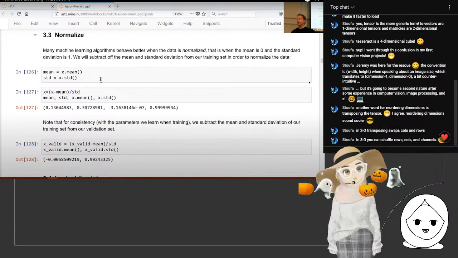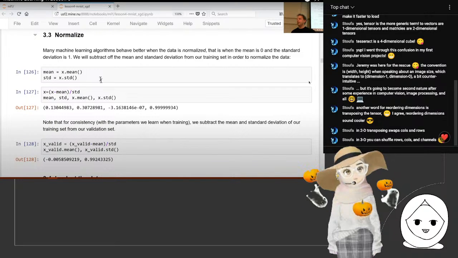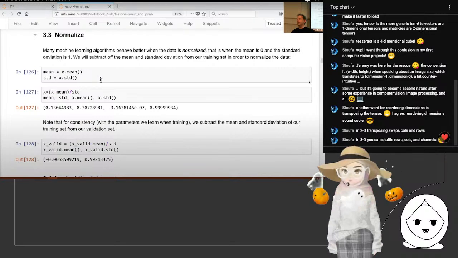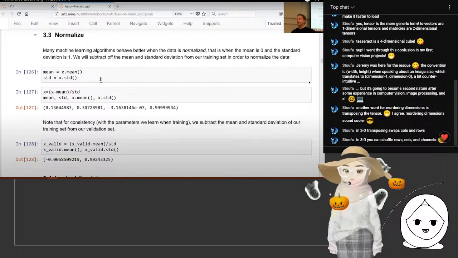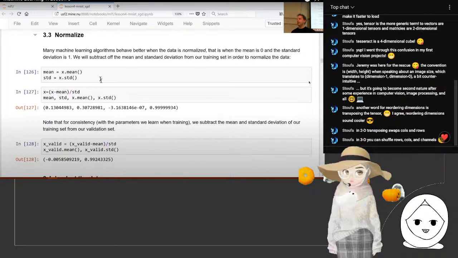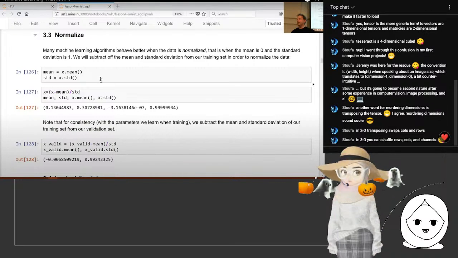I don't know what channels is. Rows, columns, and channels in 3D shuffle. Okay. I haven't dealt with it that seriously. Yeah. It's really not easy to visualize in your head.